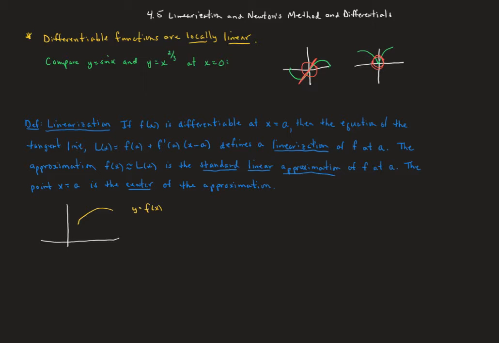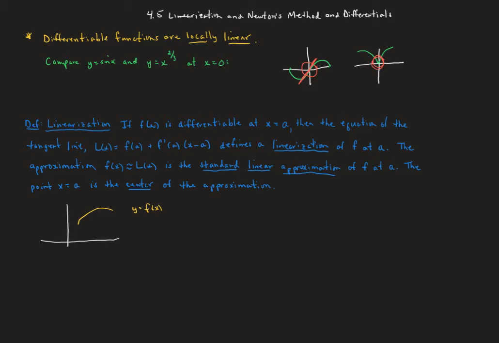If f of x is differentiable at x equals a, then the equation of the tangent line, which now we're going to write with some fancy notation, L of x equals f of a plus f prime of a times x minus a, defines what's called a linearization of f at a. That's a language that may not be real familiar. The approximation, that is approximating f of x using this tangent line, L of x, is the standard linear approximation of f at a. And the point x equals a is called the center of the approximation.